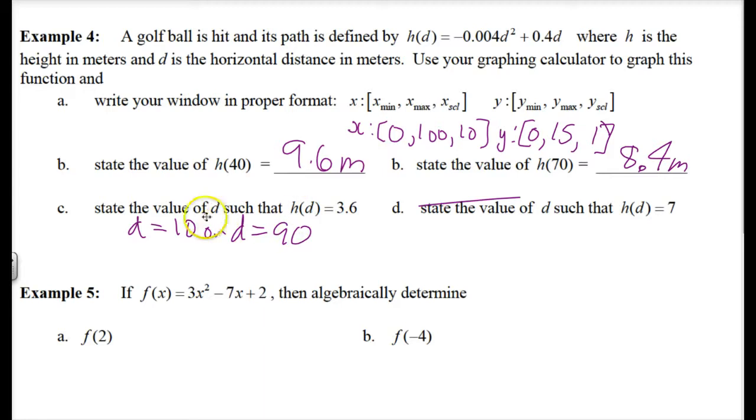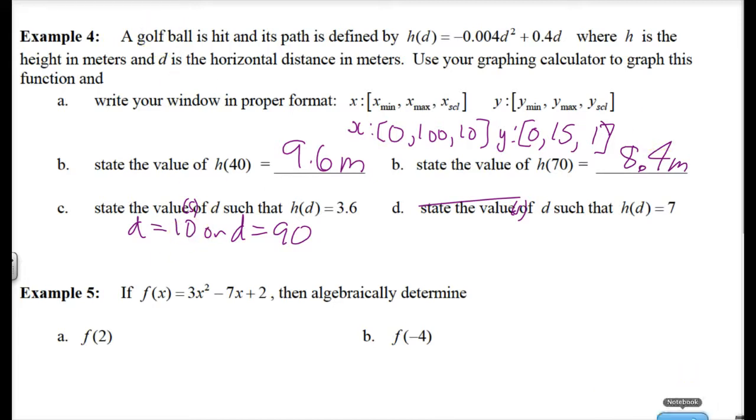State the value of D, and maybe this should say values, or maybe it should say state the value of D when the ball first reaches a height of 3.6. Remember, that's going to happen once on the way up and then again on the way down. State the value of D such that h of D is equal to 7.